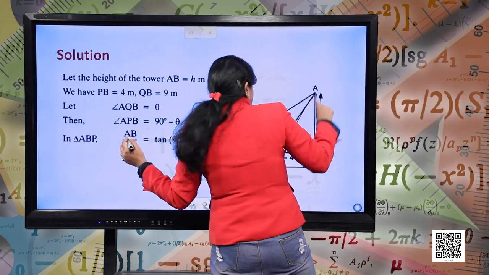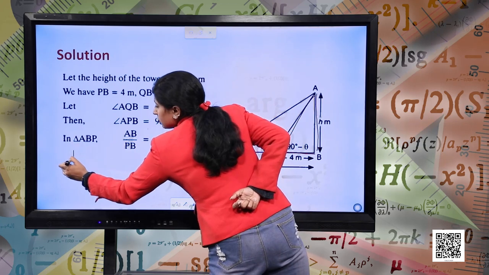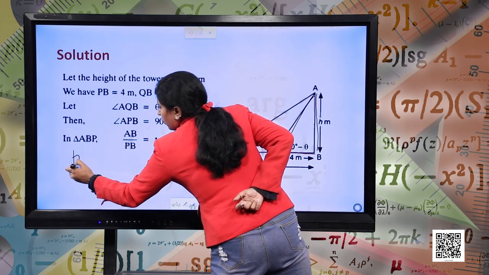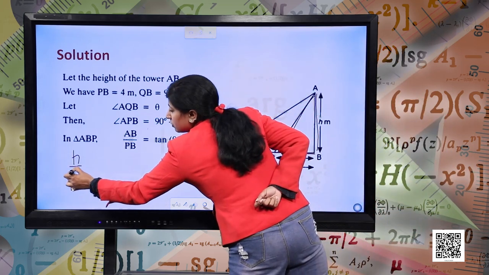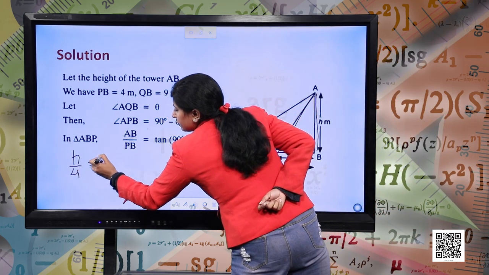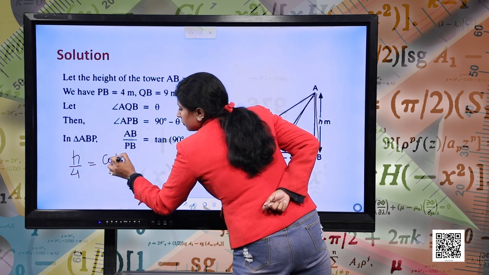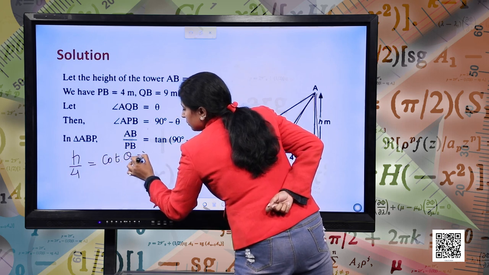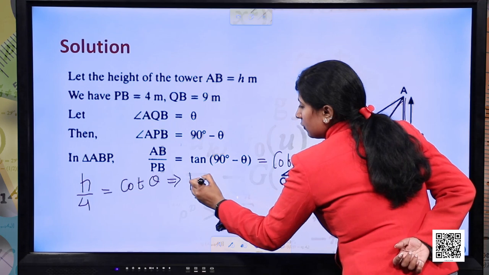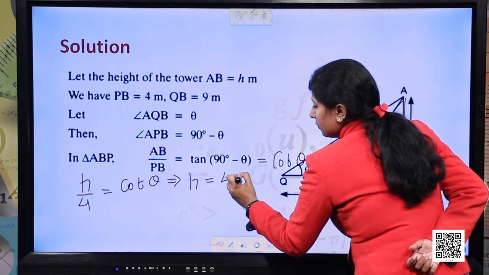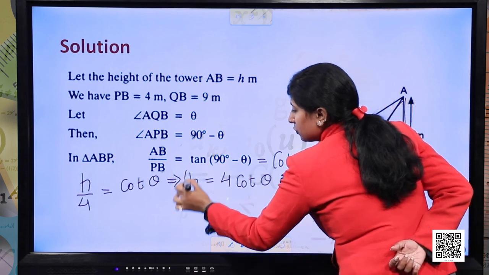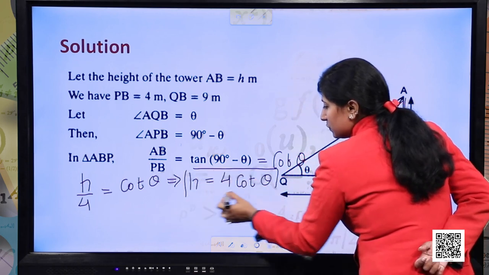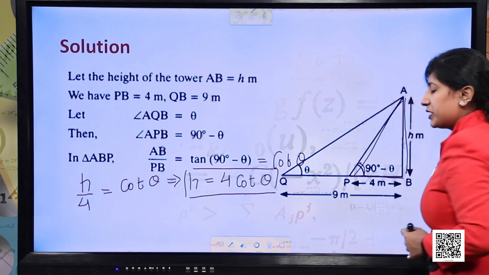So AB, that is H upon PB, which is 4, is equal to cot theta, okay? Which means H is equal to 4 cot theta. Now you have to remember this value that we have found, H equal to 4 cot theta, because we are going to use this further in our question.